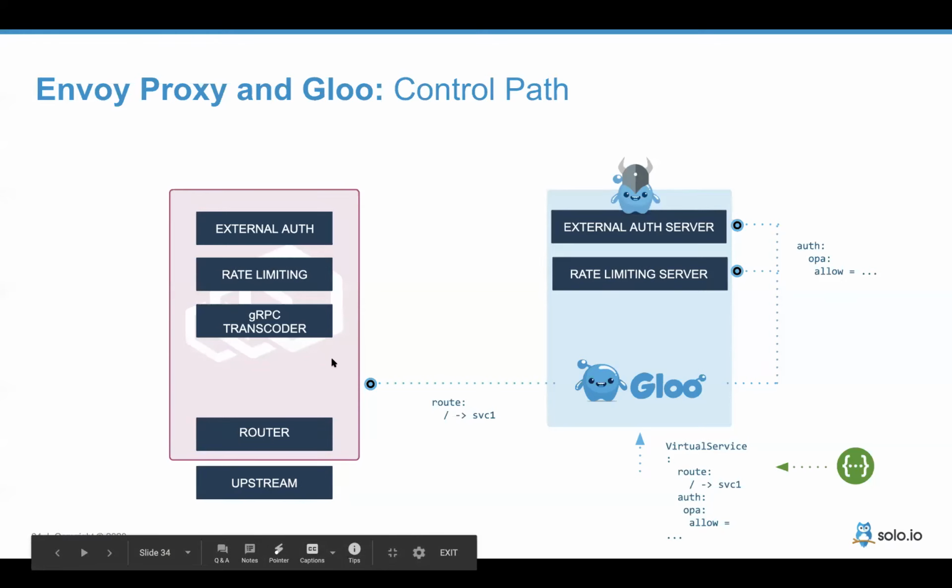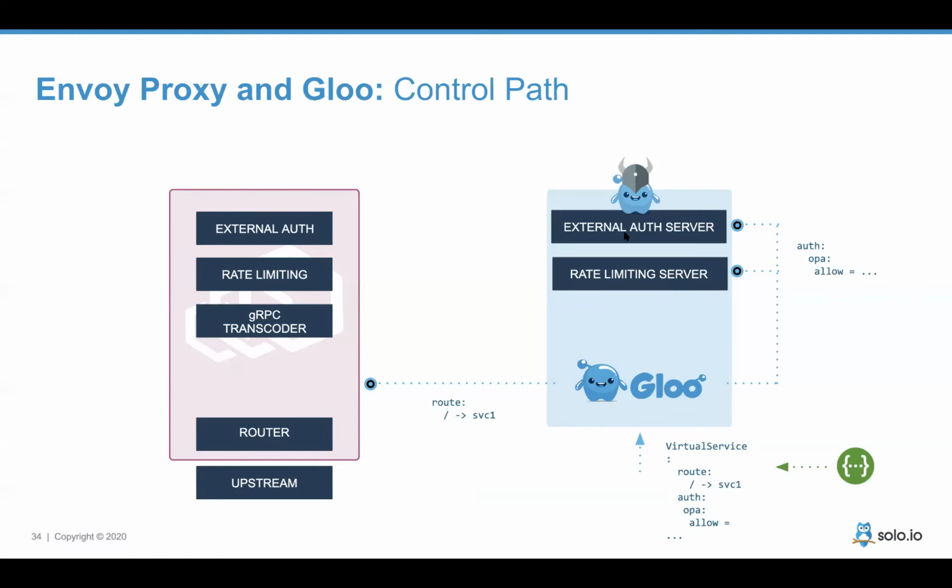So a user writes that in a virtual service, and then the components of Gloo will go and update the external auth server's config and rate limiting's config, as well as go and update Envoy with those specific routes.